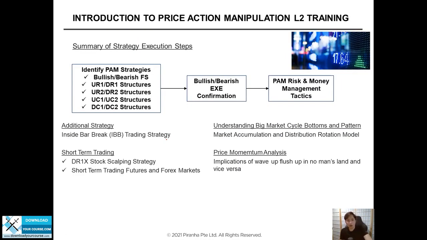So this is a summary of the execution steps. I just want to emphasize here that in level 1, you have studied the bullish and bearish FSCA and UR DR1 structures. In level 2, the UR2 and DR2 is not really a new strategy, but a subset of the UR1 DR1, to give you a sense that when this kind of structure occurs in the market, it gives you a warning sign of a key bottom or a key major top, for example.